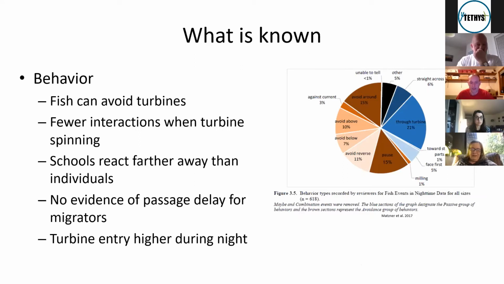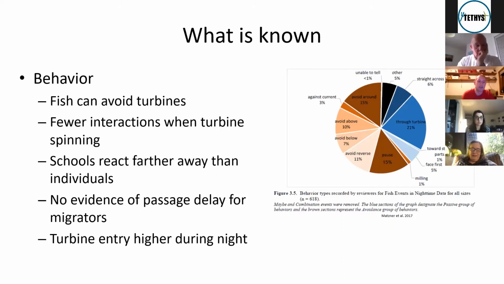It seems schools of fishes react farther away than individuals do to a spinning turbine, and there's collective knowledge in a school that gets transmitted through the school compared to an individual fish. There has not been a lot of study on passage delay for migrating fishes, but of the limited studies there are, there's no evidence for passage delay of migrators. This is a big question for environmental regulators looking at indirect effects of turbines: even if there's not a collision, will turbines cause a passage delay in migrating fishes trying to get from location A to location B?